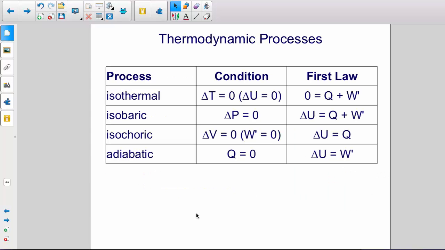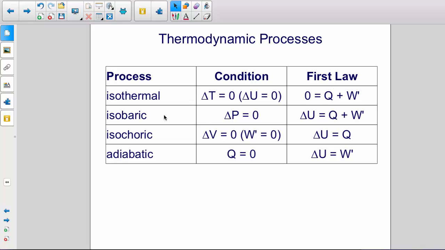On this slide, we summarize the thermodynamic processes. You may find this helpful when you are trying to answer questions or solve problems in thermodynamics. So first of all, isothermal processes. The condition is that the change in temperature is zero. This also means that the change in internal energy is zero. So the first law takes the form 0 equals Q plus W prime. Remember, the W prime is work done on the system by an outside force or outside pressure.